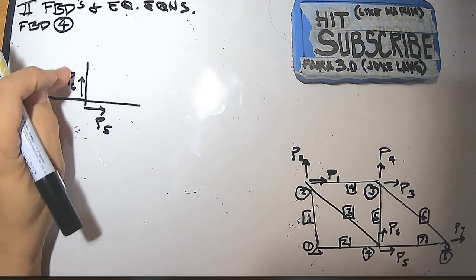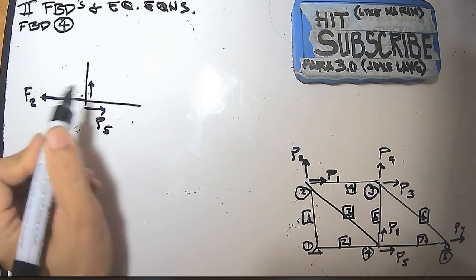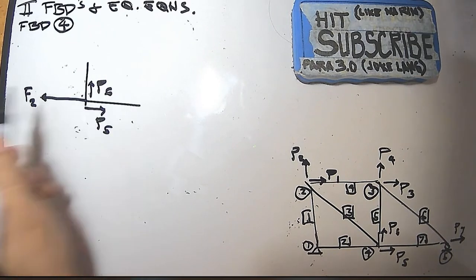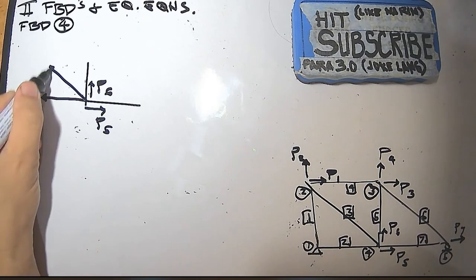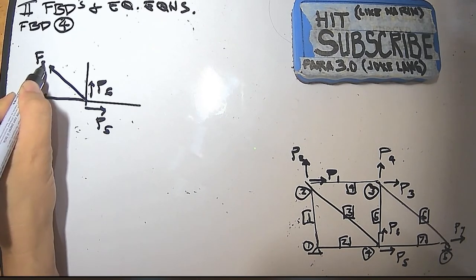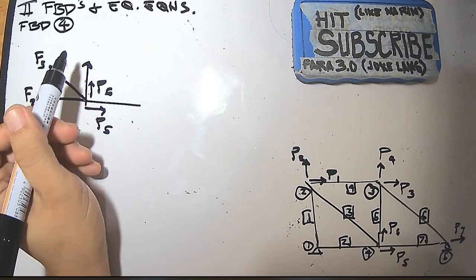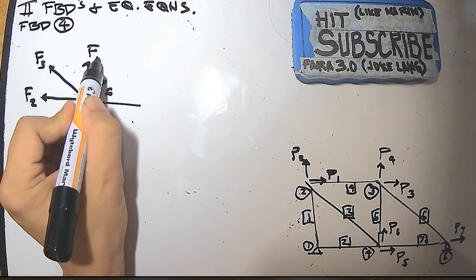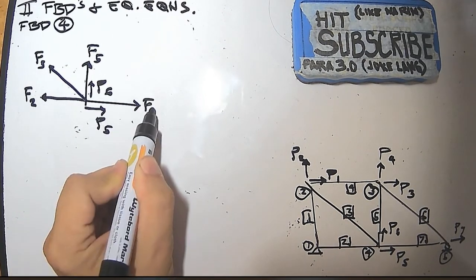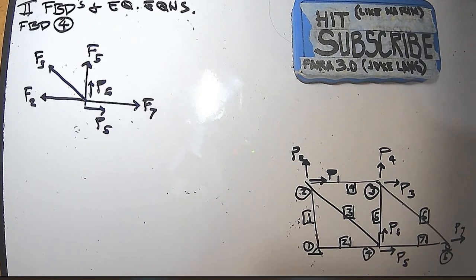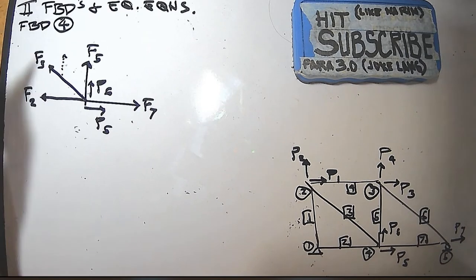Next is, this should be on the other side. Okay? Yan. So this is P6. Dahil meron tayong diagonal force dyan, which is F3. And then we have vertical dyan na F sub 5. And then we have here F7.